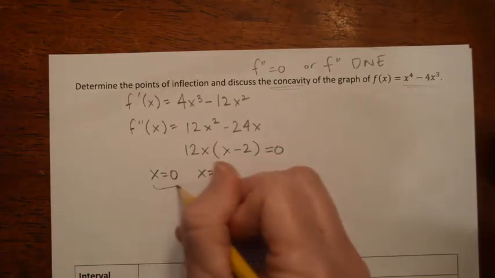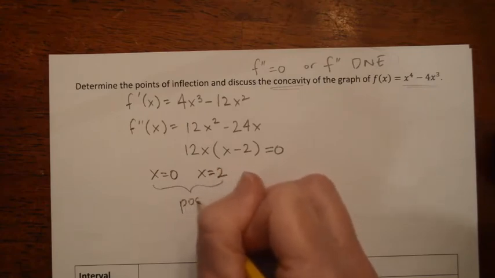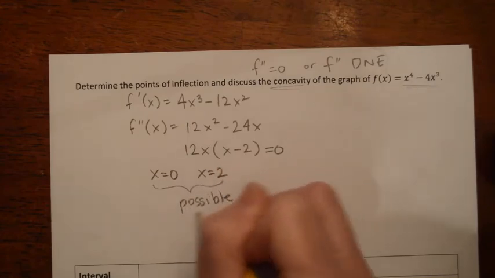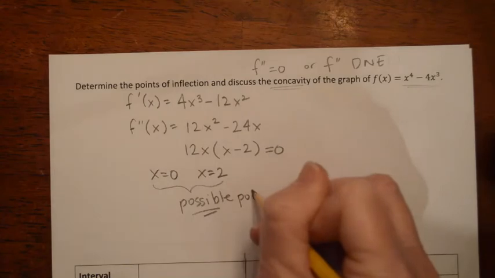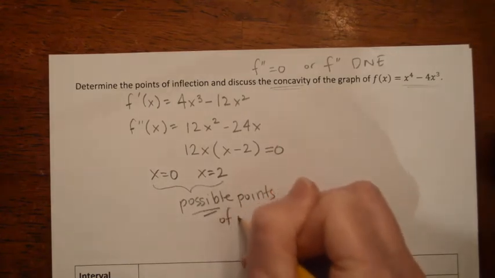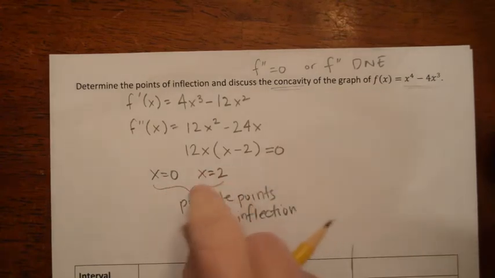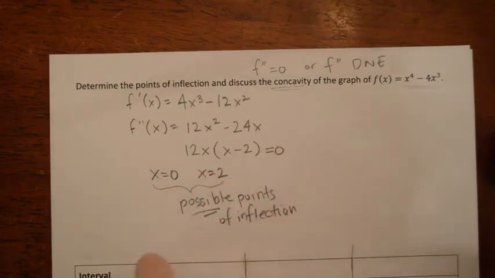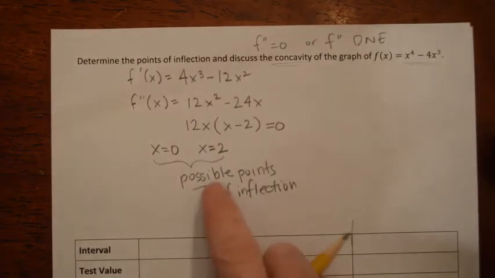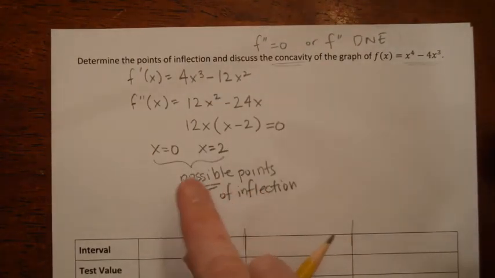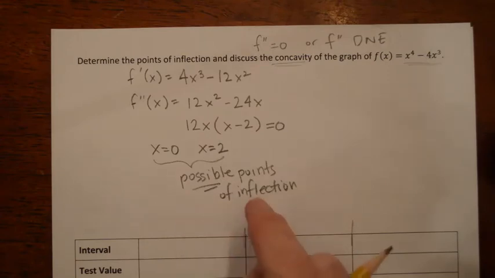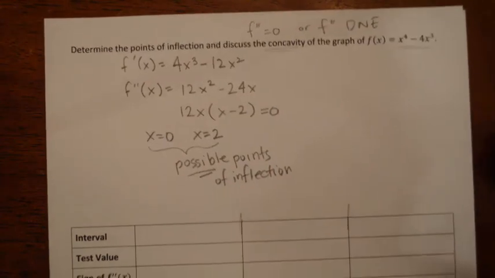And again, I'm just going to label these as possible points of inflection. Again, they are the borders of the intervals where the concavity stays constant in that interval. But we don't know if they're going to change from up to down or down to up. If they do, then they are definitely points of inflection. If they don't, then they're just interesting points.